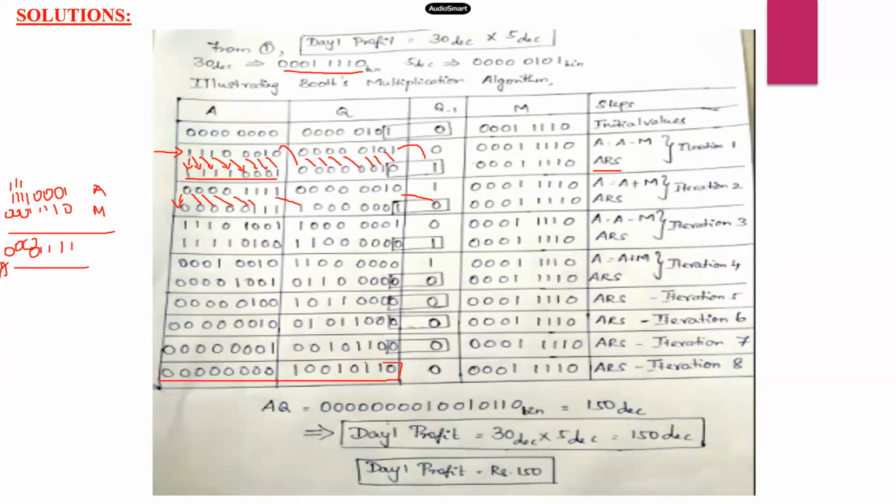AQ contains the final result. So you convert this binary into decimal, and you will get 150. 30 into 5 obviously gives 150, so the answer is correct. This is the way to ensure whether the result is correct or not. So the day one profit is 150.